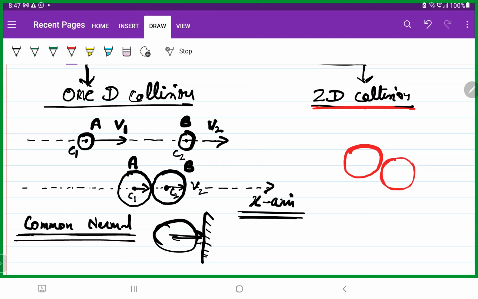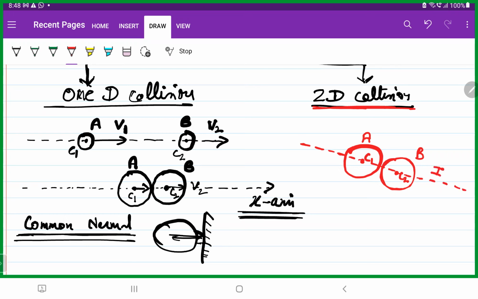So now this is A, this is B, this is their center, C1, this is center of B, C2. So forces are applied along C1, C2. Forces, or more accurately, we'll say impulsive forces, or we'll say just impulse. So impulse is applied along this direction. This we can always say this is I.